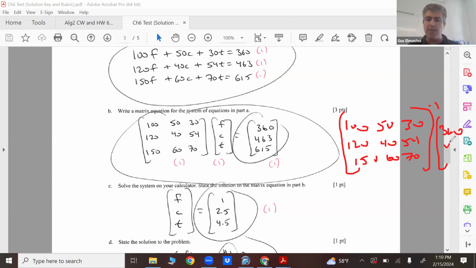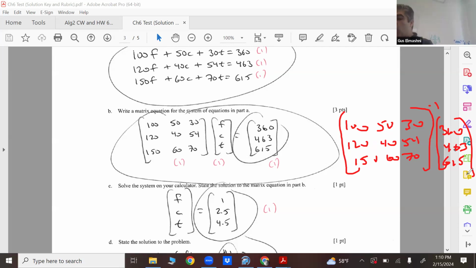But here's the problem. You're not answering the question. What does the question want? When I ask for an equation, what mathematical symbol must be involved in the answer? An equal sign. Thank you, Jeff. If you don't have an equal sign, that's a problem. You're not answering the question. So you lost a point because of that.